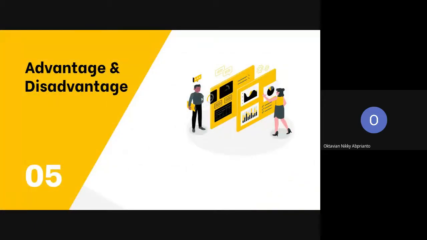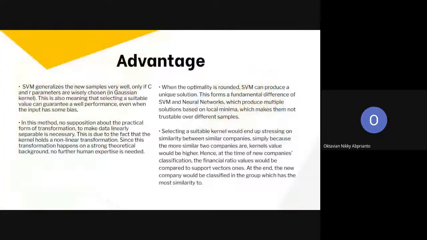The next topic is advantages and disadvantages. The advantage: SVM generalizes to new samples very well only if the C and gamma parameters are wisely chosen in the Gaussian kernel. This also means that selecting a suitable value can guarantee good performance even when the input has some bias. In this method, no supposition about the practical form of the transformation to make data linearly separable is necessary. This is due to the fact that the kernel holds a non-linear transformation.